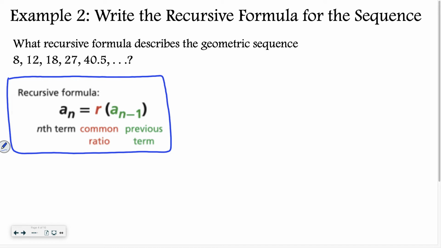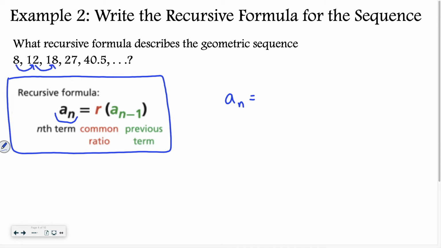Okay? So, in the recursive formula, A of n represents whatever term we want it to represent. So for now, I'm going to leave it as A of n so we can pick the term later. Then, r is our common ratio. So let's figure out, how do we get from 8 to 12, 12 to 18?